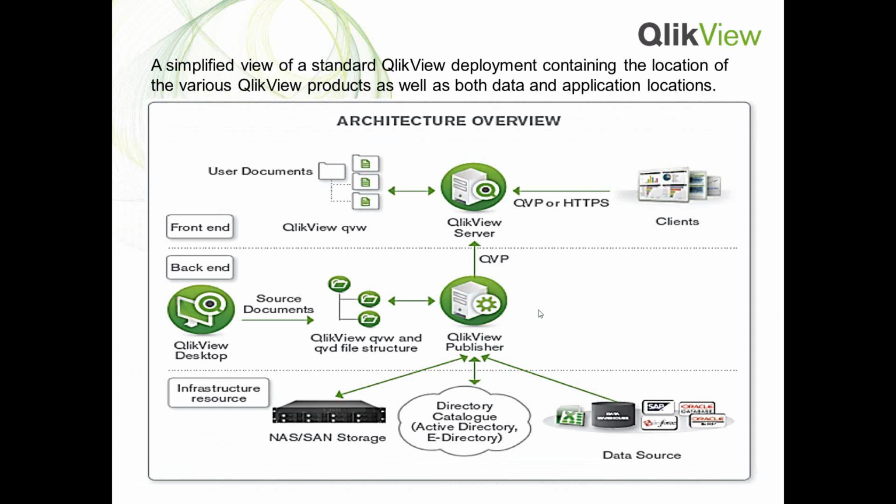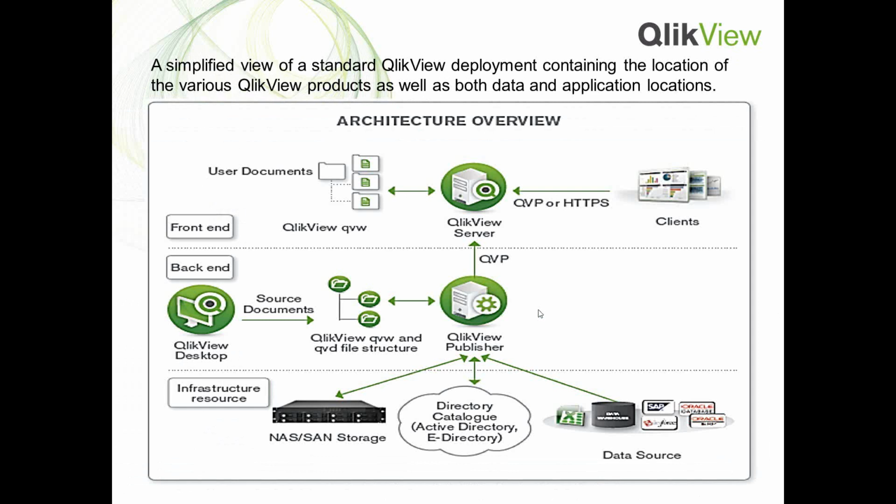So we have a layer 1 QVW which will generate layer 1 QVDs. We have layer 2 QVWs which will consume layer 1 QVDs and generate layer 2 QVDs, and so on. You could have layer 3 or layer 4, and similarly they could consume any level of QVDs and generate another set of QVDs.